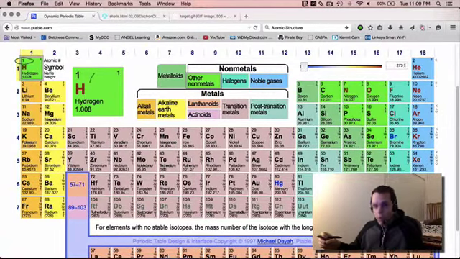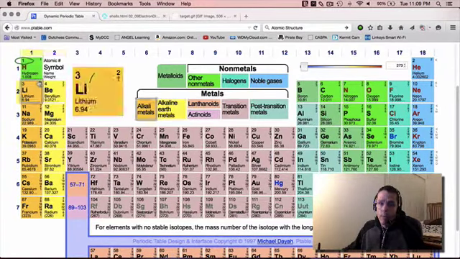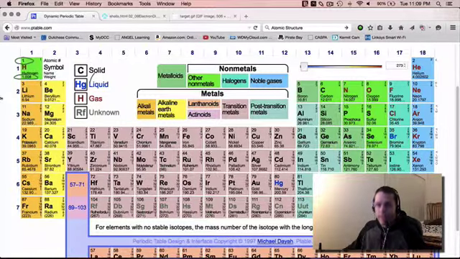The other number that you see, and that we will use fairly commonly, is this number down here at the bottom. It's 1.008. 1.008 is the atomic mass, or the atomic weight, and the atomic mass is the mass of the element as a whole, and it takes into account the protons, neutrons, and electrons.